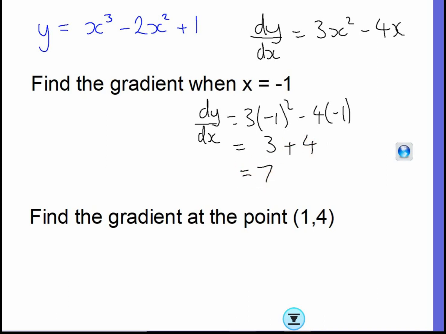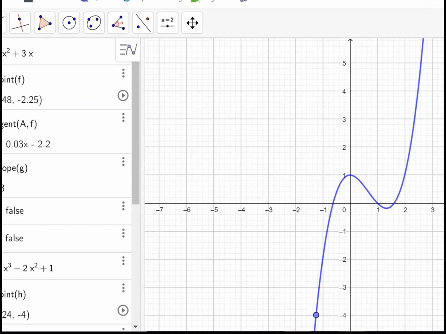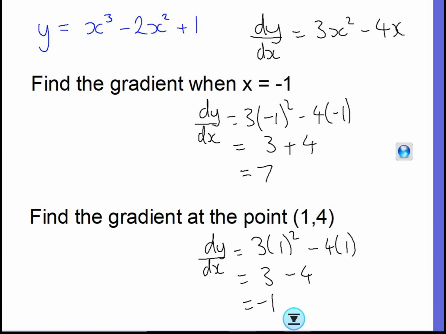So exactly the same thing as before. So dy by dx, this time we're putting in a 1, definitely easier than a minus 1. 1 squared, 1, 3 of those is 3, take away 4, and we get minus 1. So, well, I think you can take my word for it, but let's just do it anyway. So what did we say? At minus 1, the gradient was 7, and at 1, the gradient was minus 1. 7 and minus 1. Beautiful.